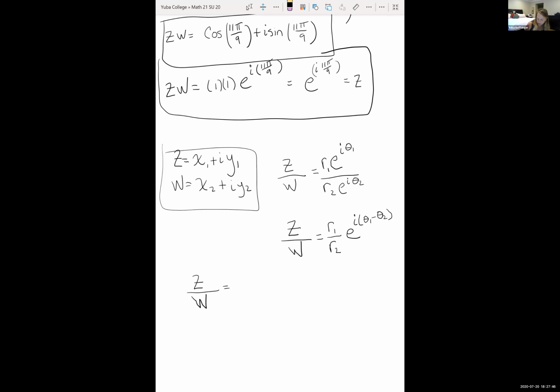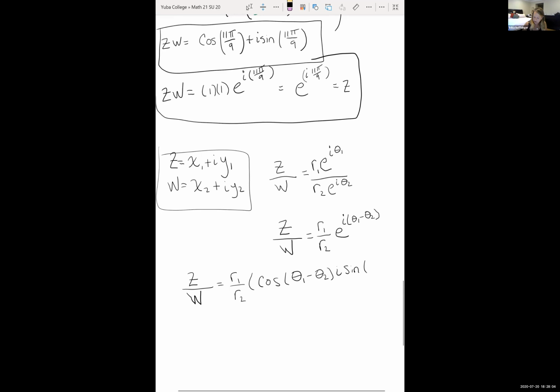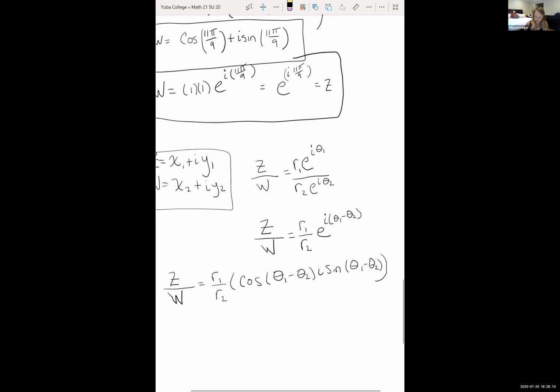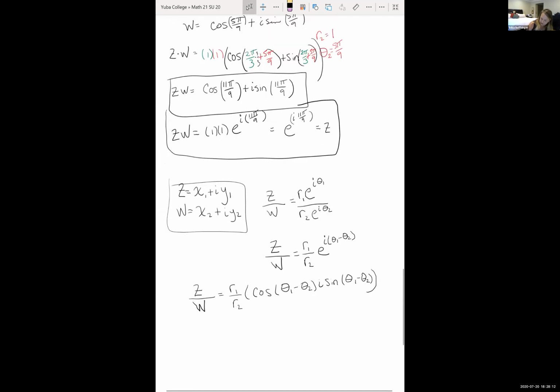Or in polar form, r sub 1 all over r sub 2, that cosine would be the difference of the angle, the one on top minus the one on bottom, plus i sine of the difference of that angle, theta sub 1 minus theta sub 2. So this is the division theorem.